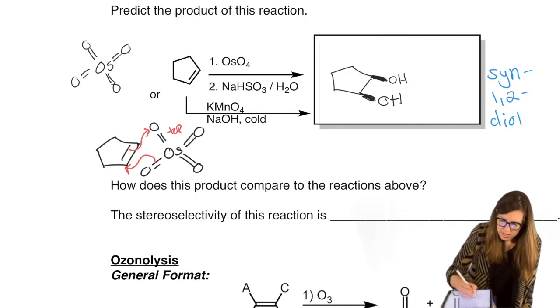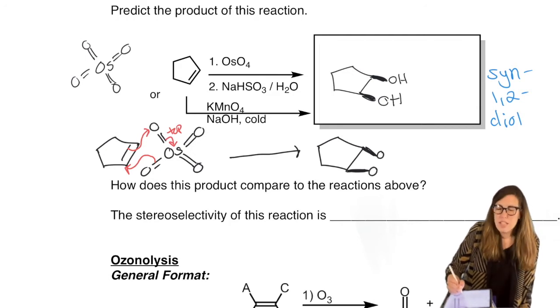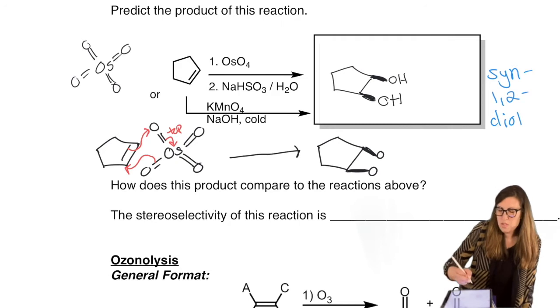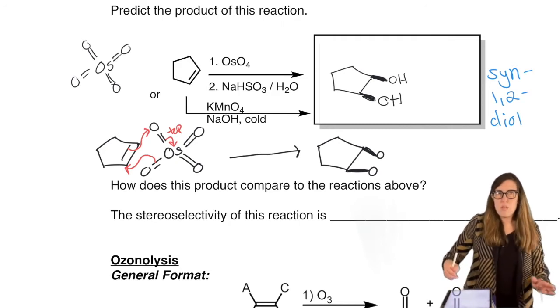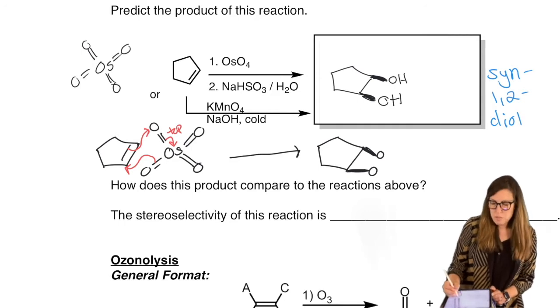So this actually makes a ring, even though it's part of a ring. It makes a second ring, like so. And see all those arrows at once? In order to make this ring intermediate, they have to be on the same face. And if this approached from the top, that would mean those electrons are going up toward that osmium tetroxide.